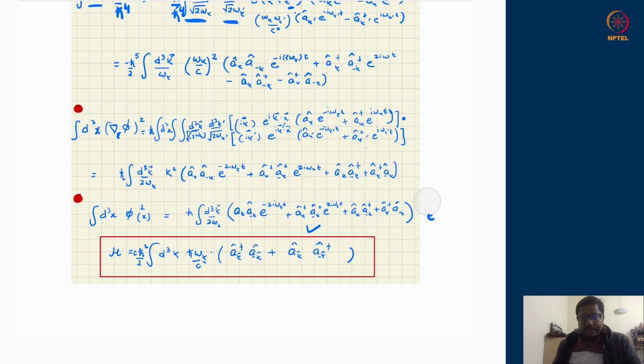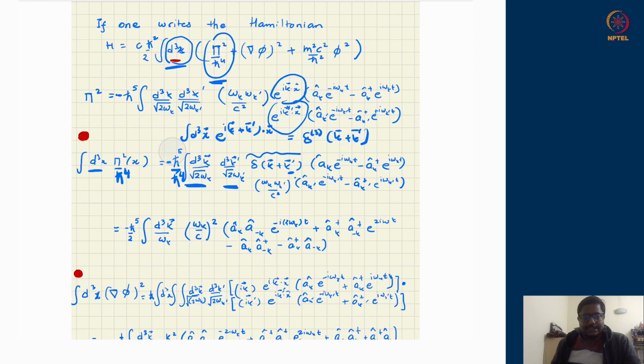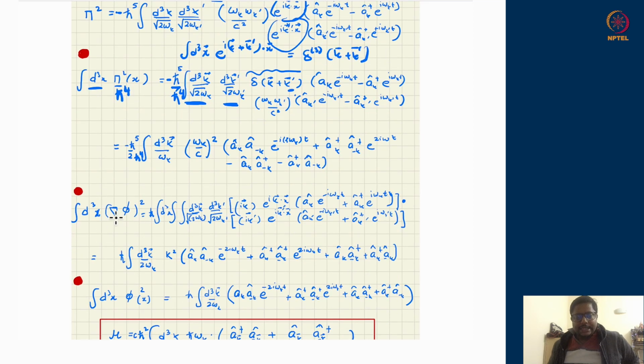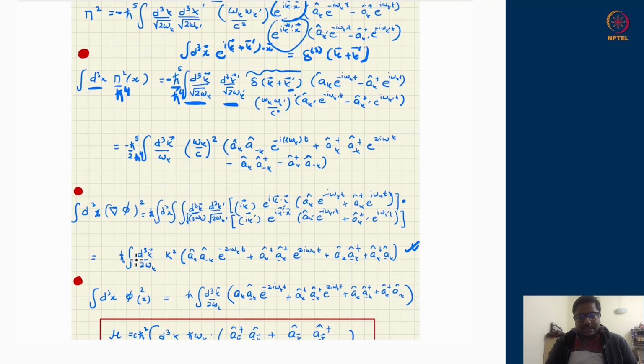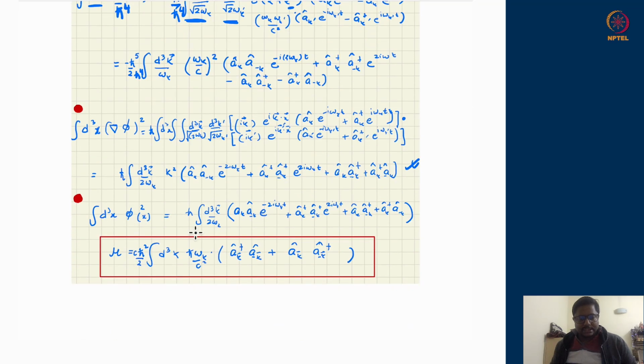What do we get from the pi square term? I'm going to get this here. This has to be divided by h to the power 4 as well to get the first term. From gradient of phi, I will get this term over here. And from the mass term, I would get this term here, which needs to be multiplied with m square c square h square. So m square c square h square.